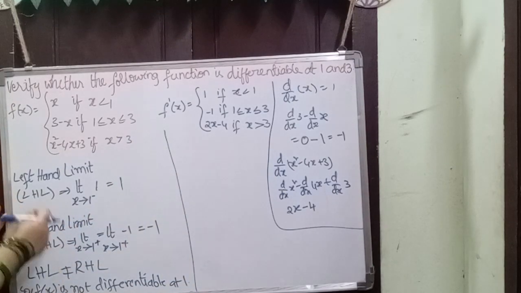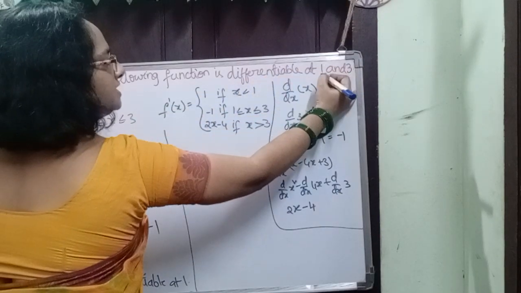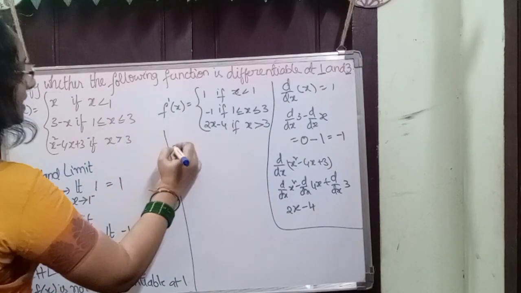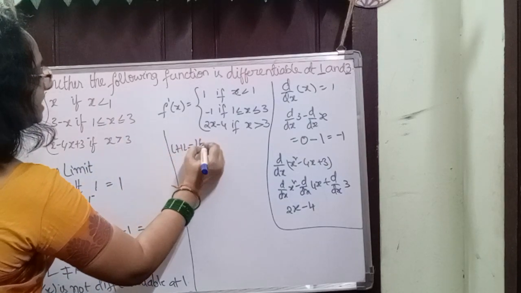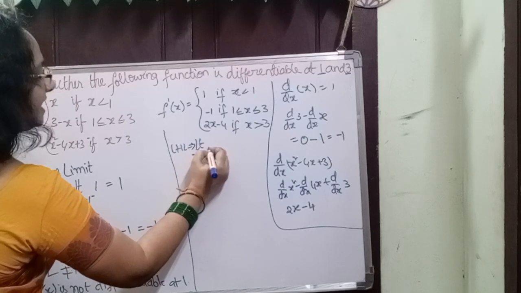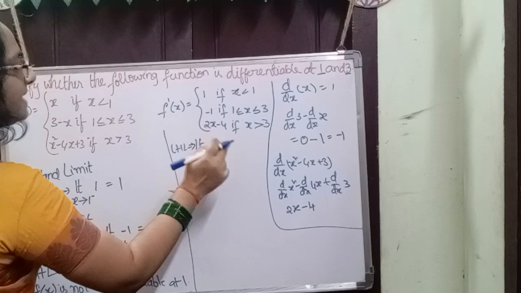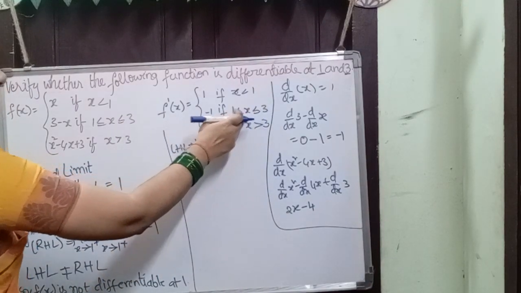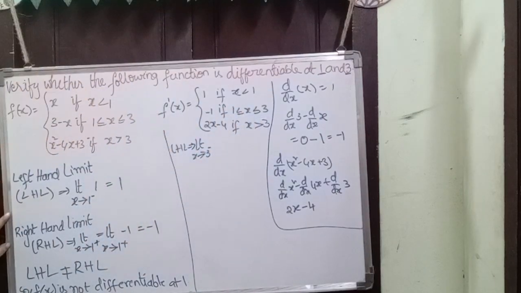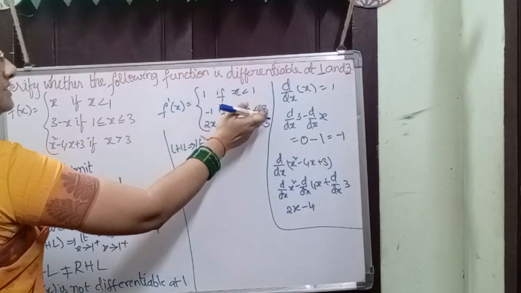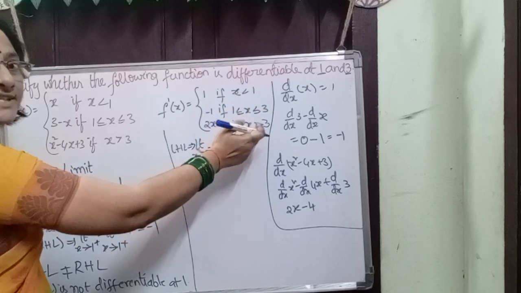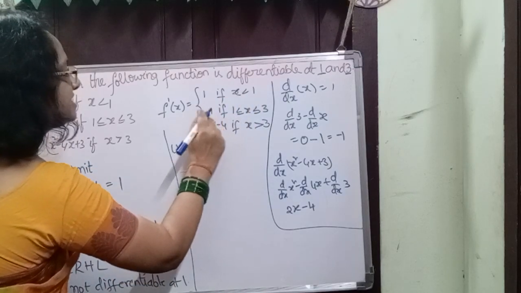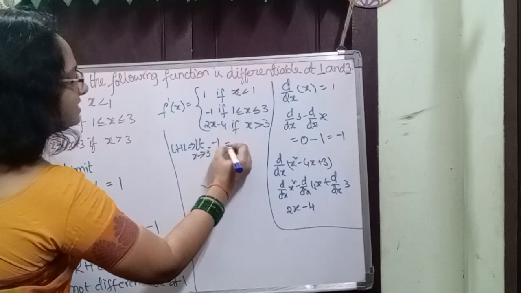Next, we have to check it for 3. Till now we checked it for 1. Now we have to check it for 3. Coming to LHL again, limit x tends to 3 minus, meaning less than 3. Here it is less than 3 and equal to 3, so for less than or equal to 3 you have to take this. If you come here, it is greater than 3, not less than, so we take this one. What you have here, the derivative is minus 1, which equals minus 1.